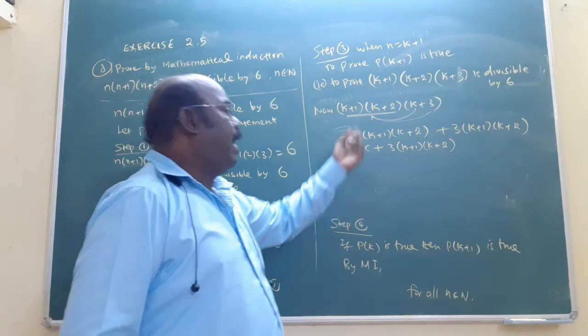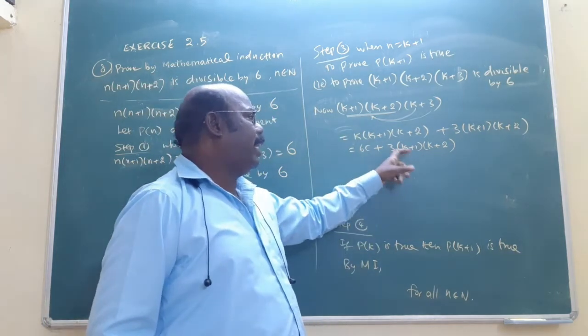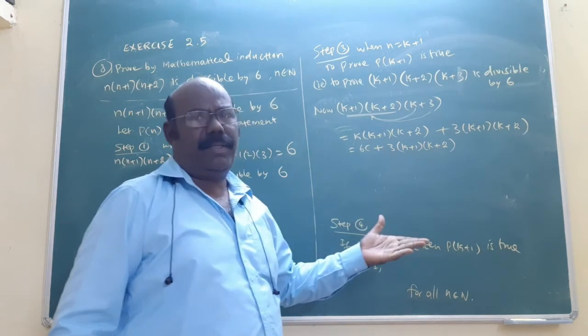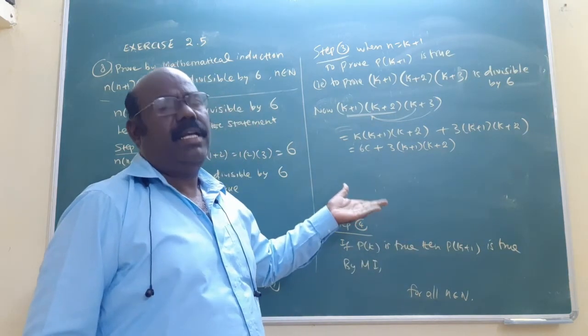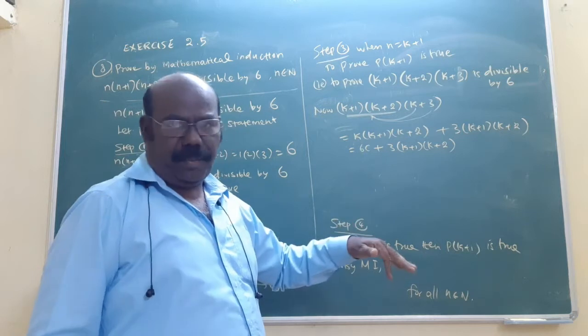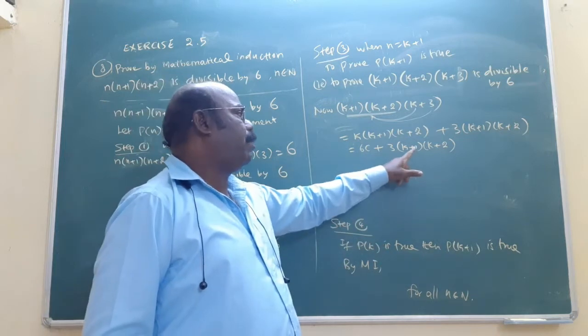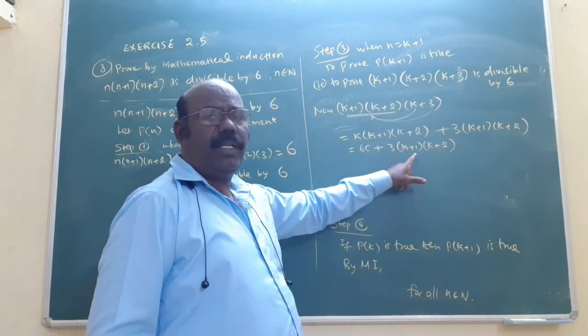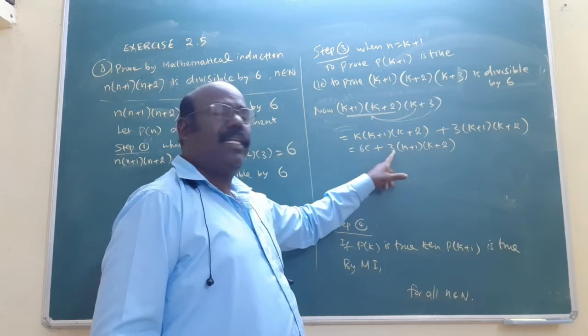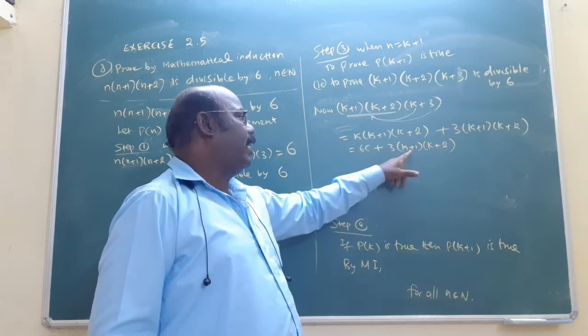That is correct. Next one also. Suppose k is a natural number. Suppose you put k as either an even number or an odd number. If it is an odd number, suppose you put 1. 1 plus 1 is 2. 2 into 3 is 6. Here also 6 will come.